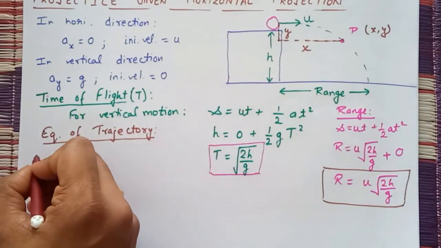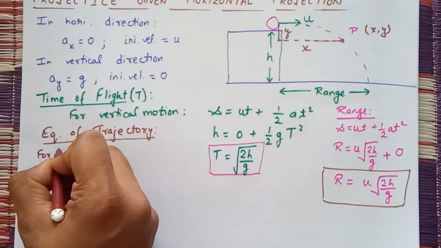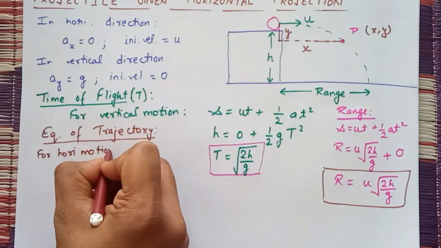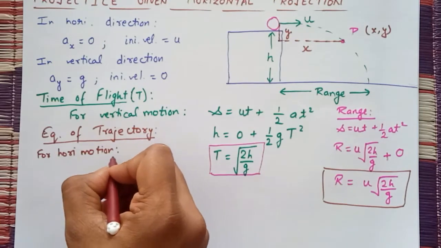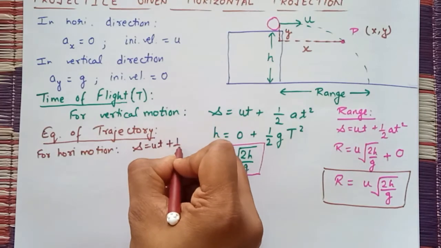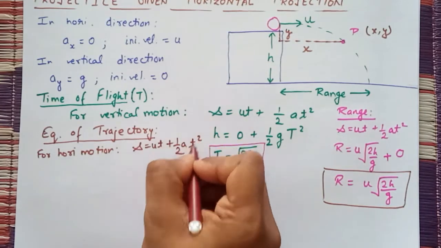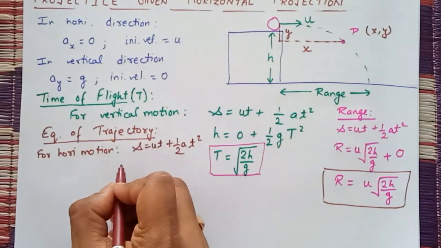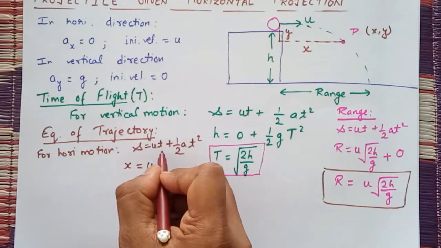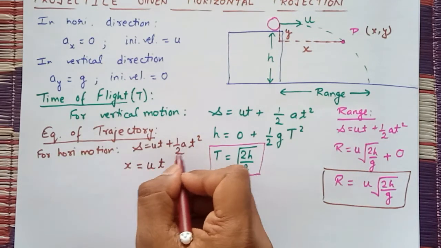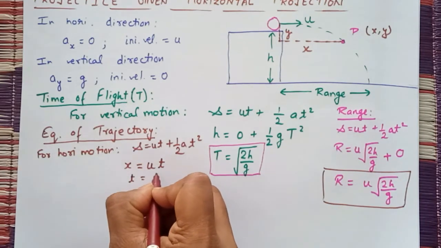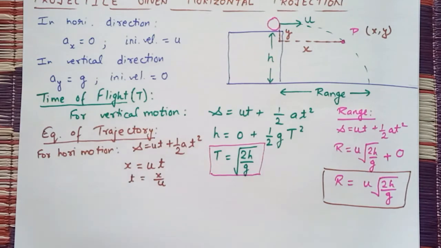So first of all, for horizontal motion, I can write s = ut + (1/2)at². What is the distance? Distance is x. What is the initial velocity? That is u. And what is time? Time is t. Acceleration is 0. So I can say t will be equal to x upon u.